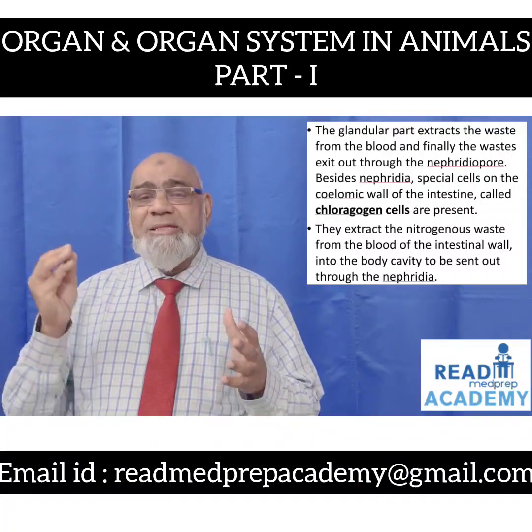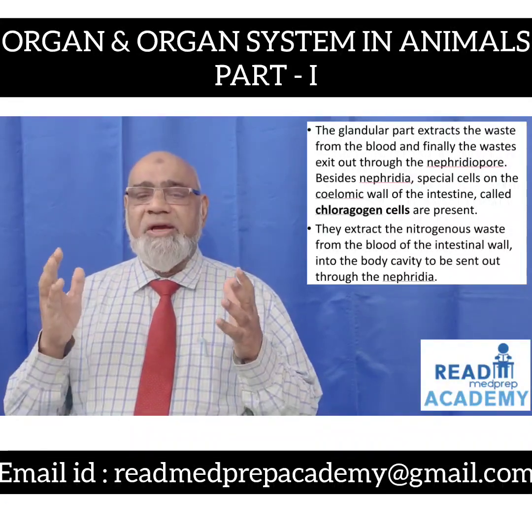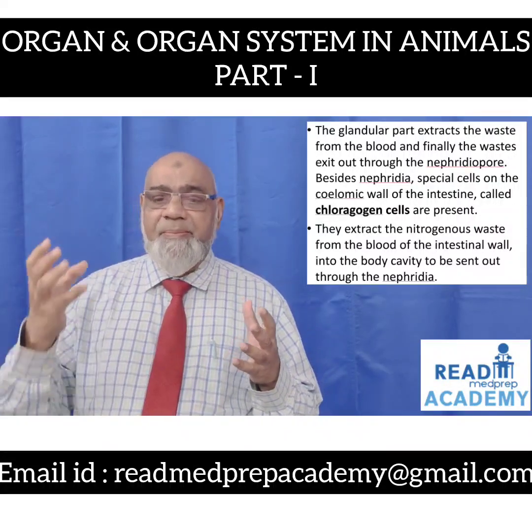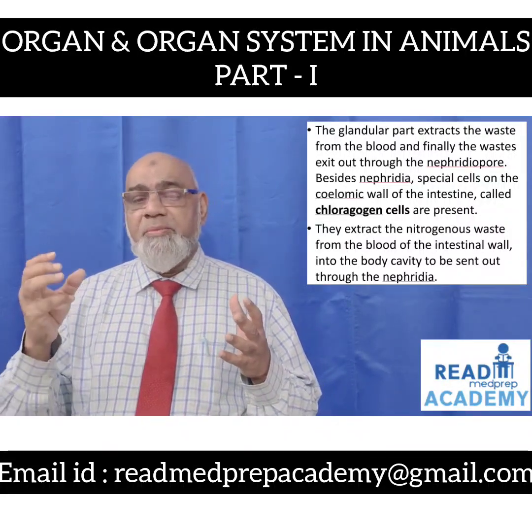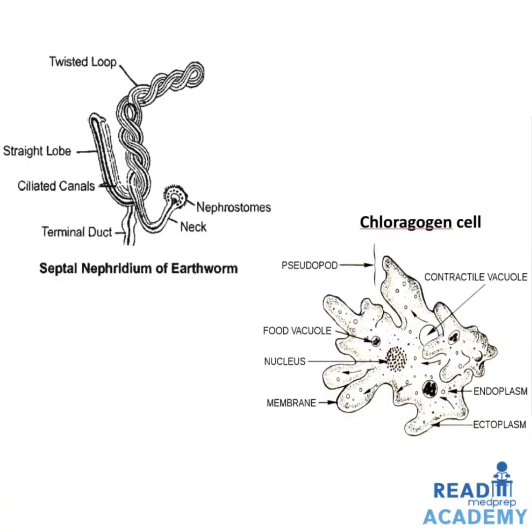Besides the nephridia, special cells on the coelomic wall of the intestine called chloragogen cells are present. They extract the nitrogenous waste from the blood of the intestinal wall into the body cavity to be sent out through the nephridia. Here you can see the image of the septal nephridium of the earthworm.